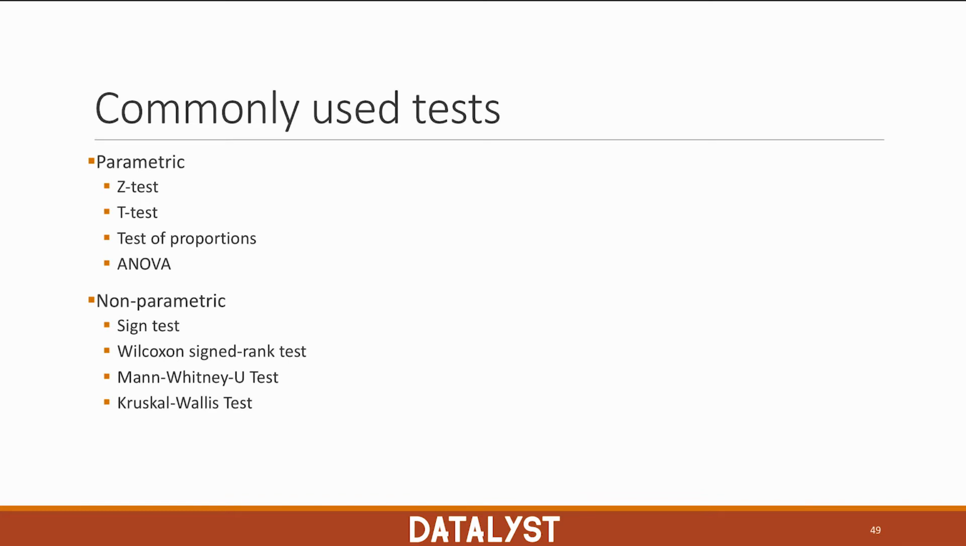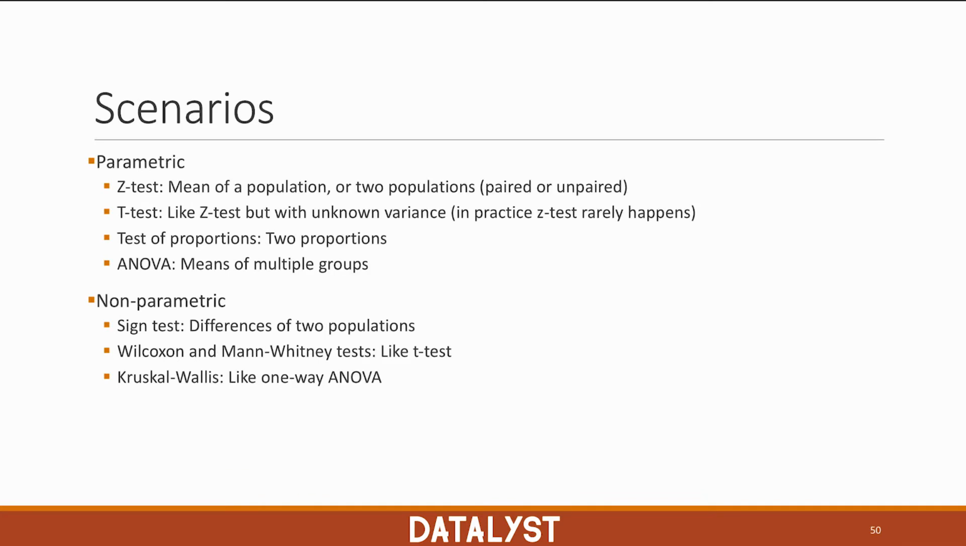And these are the tests that you're going to encounter most of the time and the tests that you're also going to use most often if you ever have to use a hypothesis test. So let's see when you can use them and under what circumstances. The z-test is a test for the mean of a population or two populations.